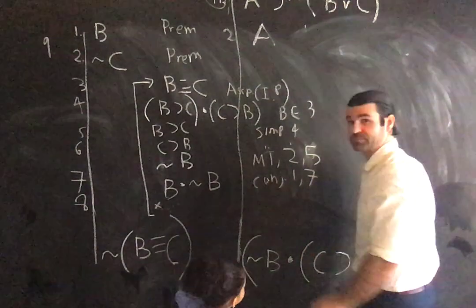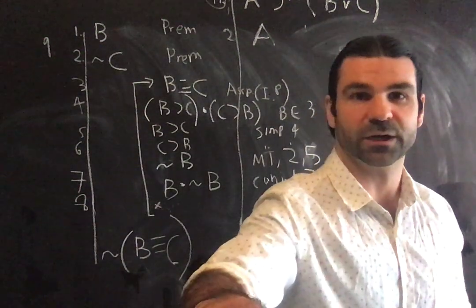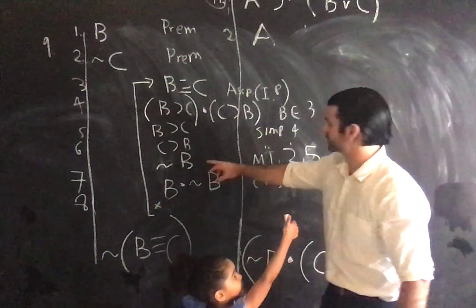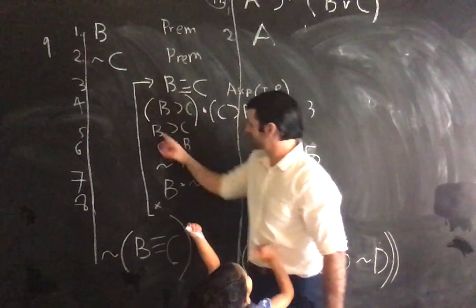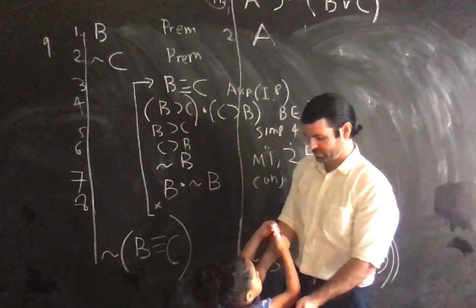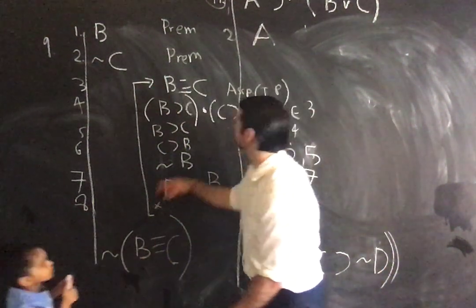So this is the other way. So see, there's another contradiction I can get. So what did I do here? I did modus ponens on 2 and 5, right? I used the not C.